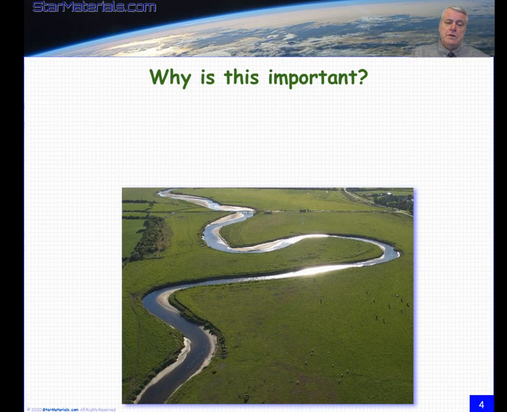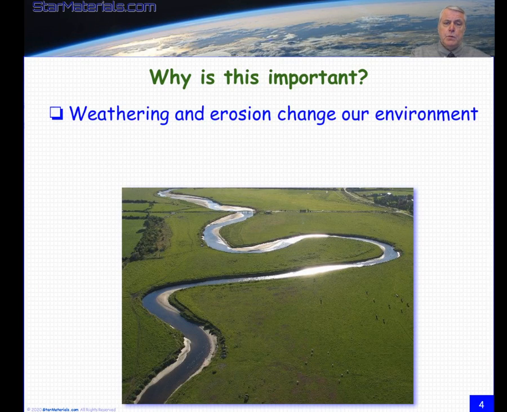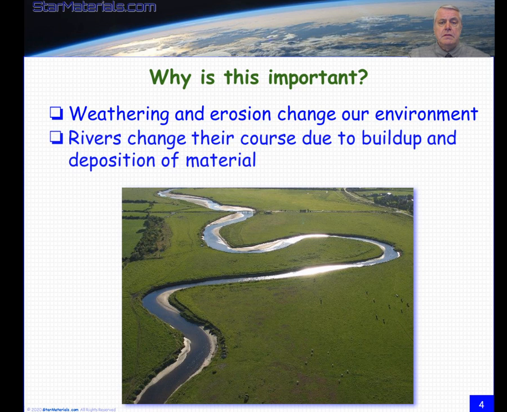Now, why is this important? Well, weathering and erosion change our environment. Rivers change their course due to the buildup and deposition of material. Material is deposited. This used to be a straight stream, but over the years, it has changed its course because of weathering and erosion.